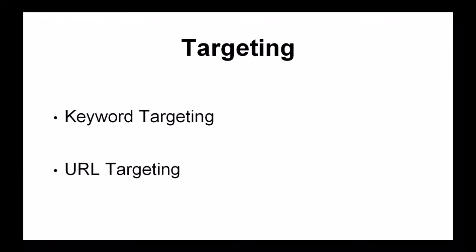Now, the next thing we're going to look at is the targeting. When you create a PPV campaign, you have to choose either keyword targeting or URL targeting. But first, what is keyword targeting and URL targeting? Keyword targeting is when the user searches for a specific word on search engines like Google or Yahoo. So, for example, let's say the user is interested in fishing, and you are bidding for that word. When the user types fishing in Google, your pop-up will show up to the user.